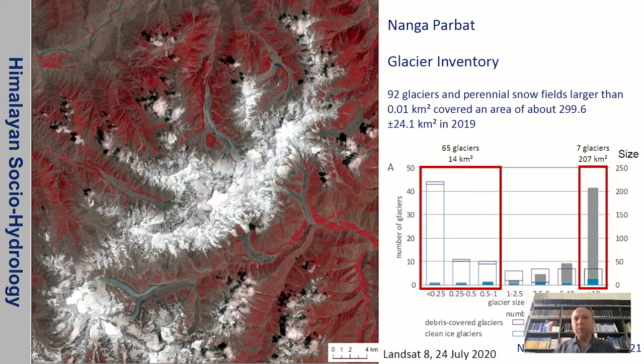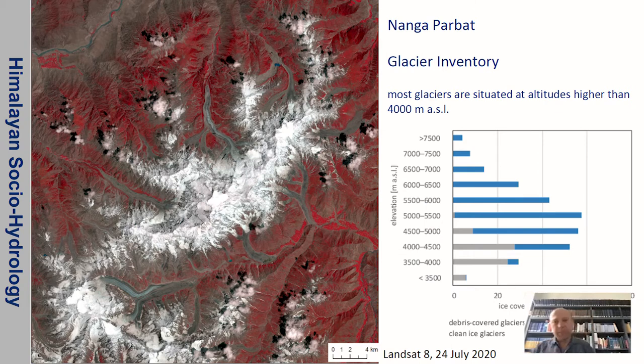And just to give you a short overview from our inventory, we have only 7 glaciers with a huge area of 207 square kilometers, and the majority of glaciers are very small, as you can see here in this graph. And of course, most of the valley glaciers are debris covered, and the clean ice glaciers are located in the upper regions. And the second point is the altitudinal distribution of clean ice glaciers and debris covered glaciers.